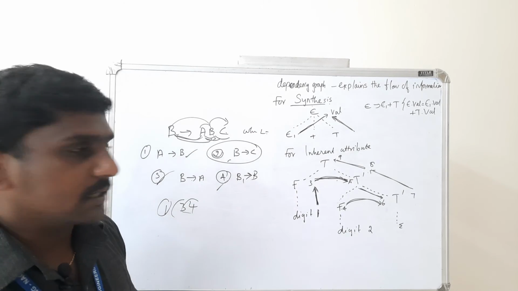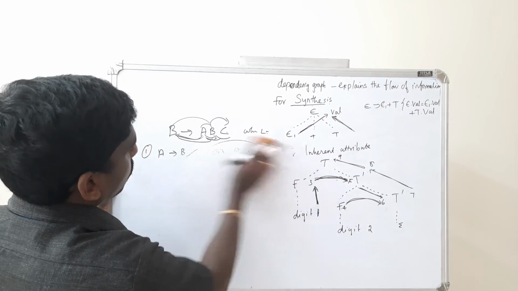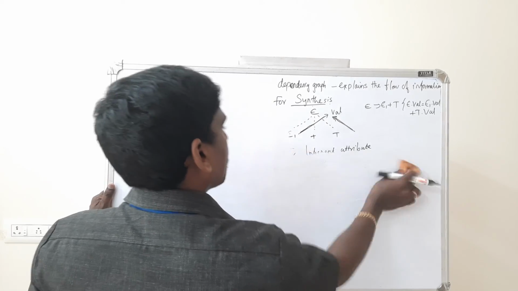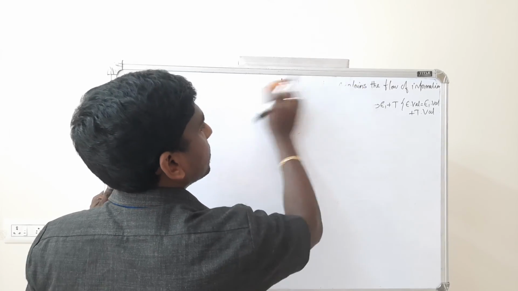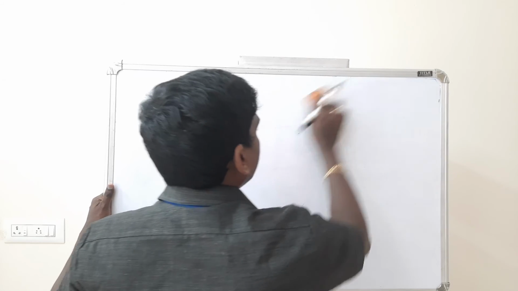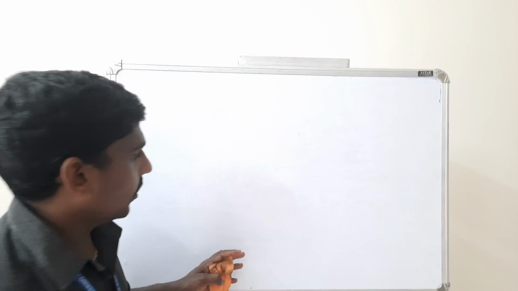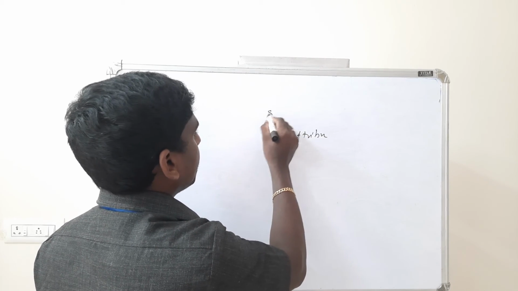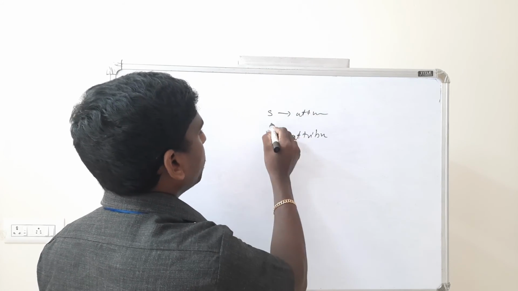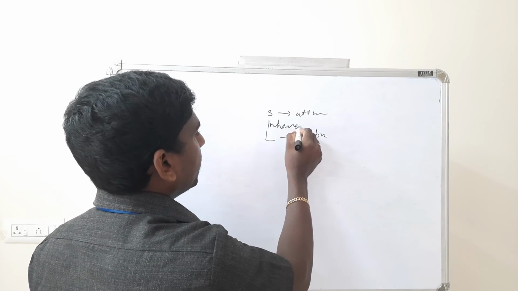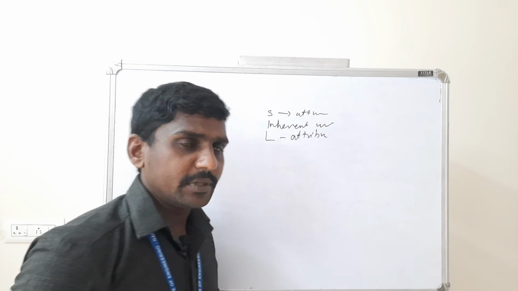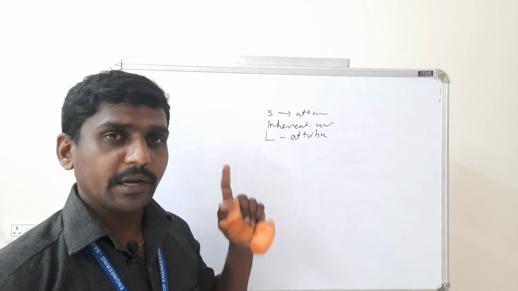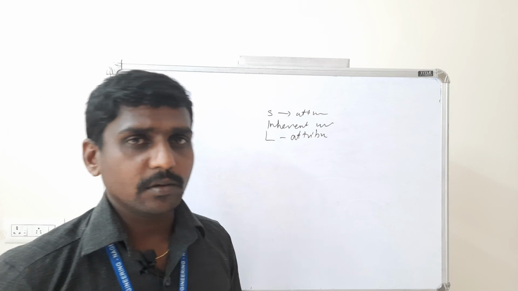Similarly, they will ask you in a GATE question. So you should understand what a synthesized attribute is, that is the S attribute, what an inherited attribute is, and what an L attribute is. These three things you have to understand, and you should know the evaluation order. You should be ready to explain with one example.